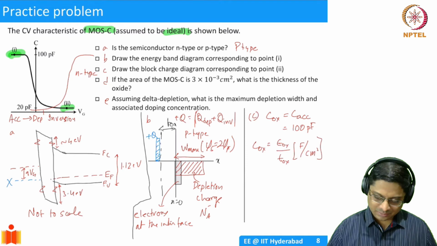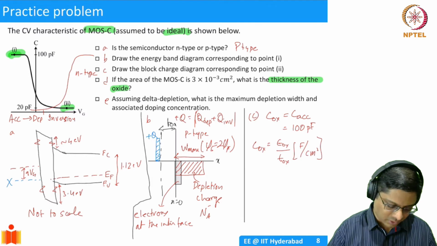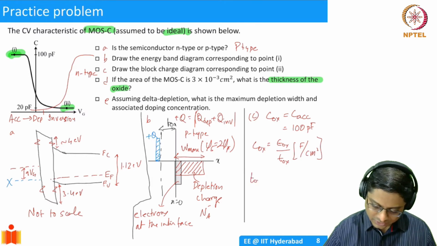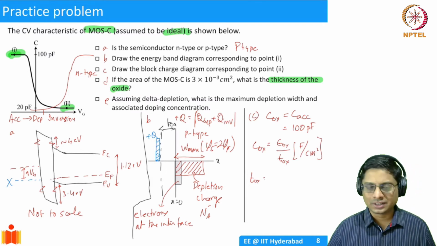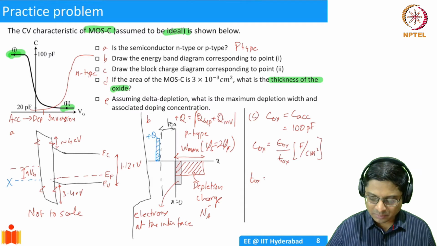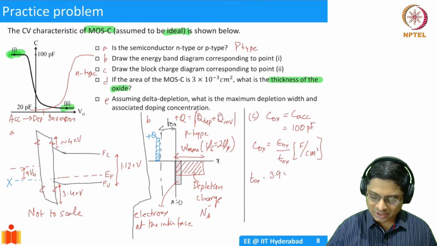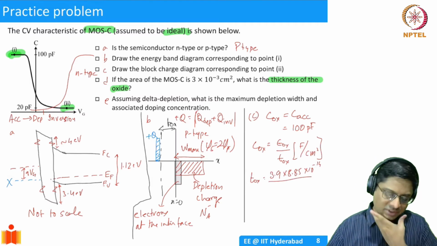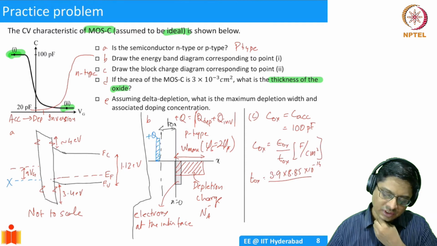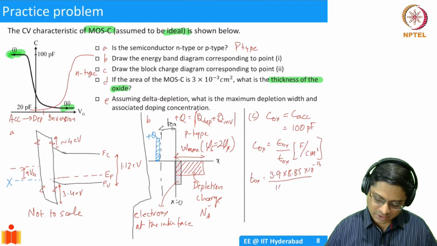So then I'll just simply calculate. We are asked the thickness, right? So thickness of the oxide. Okay, that's straightforward. You just have to rearrange this. So thickness of the oxide is going to be epsilon oxide. What is epsilon of oxide? There is one part which is the relative permittivity of oxide, 3.9, times the permittivity of free space, which is 8.85 times 10 power minus 14, divided by capacitance of oxide, which is 100 picofarads.